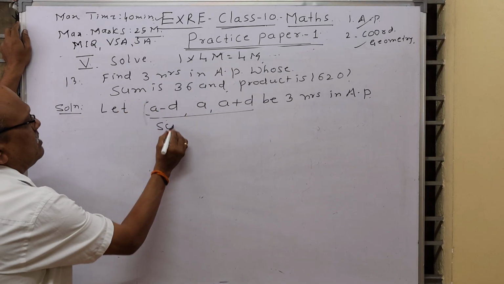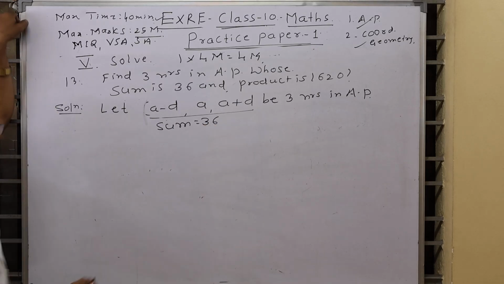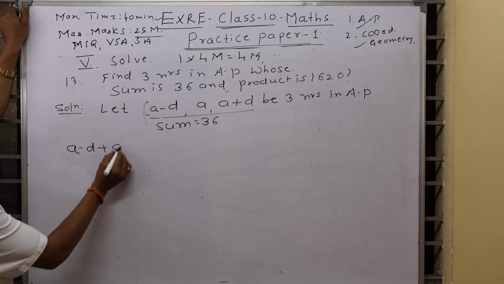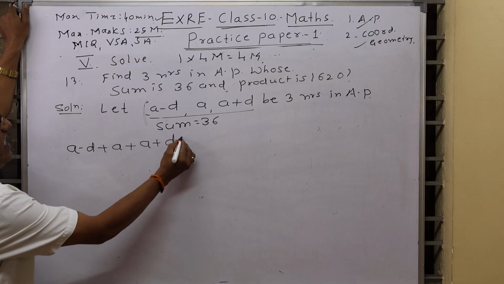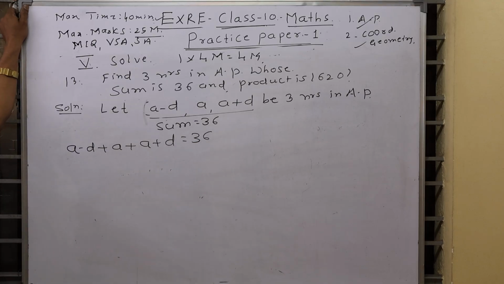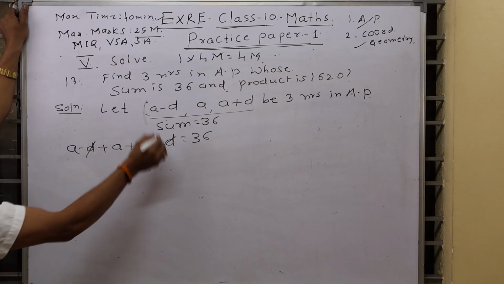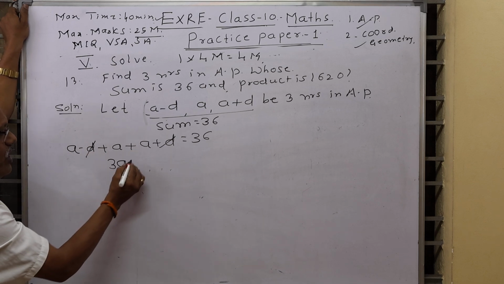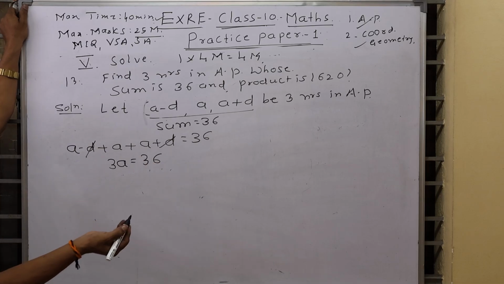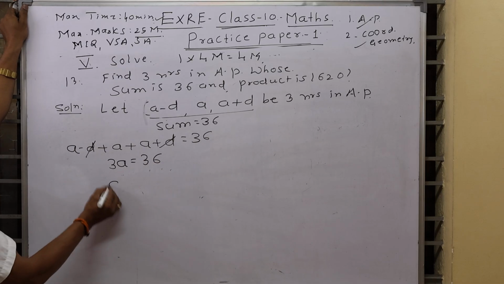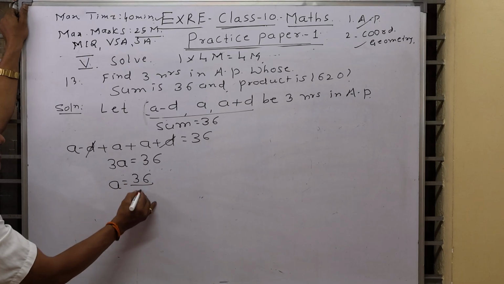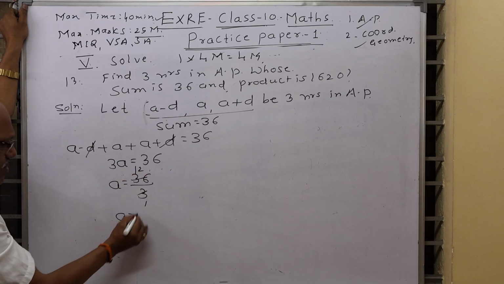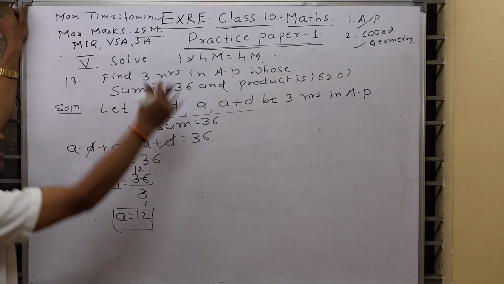The sum is given as 36. Let us take the sum on one side: a minus d plus a plus a plus d is equal to 36. Look here, minus d and plus d cancel. Therefore a plus a plus a becomes 3a. Out of 2 unknowns, 1 unknown we got very easily. Take 3 to the right: 3a is equal to 36, a is equal to 36 upon 3. Yes, a came out as 12. If you get d, the job is over.